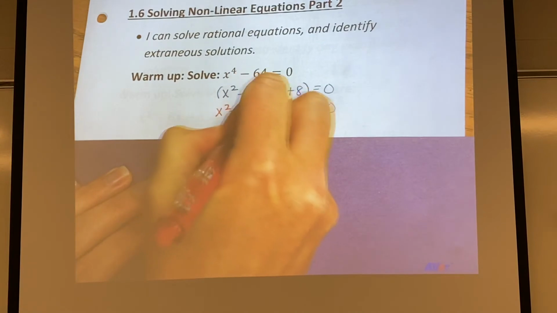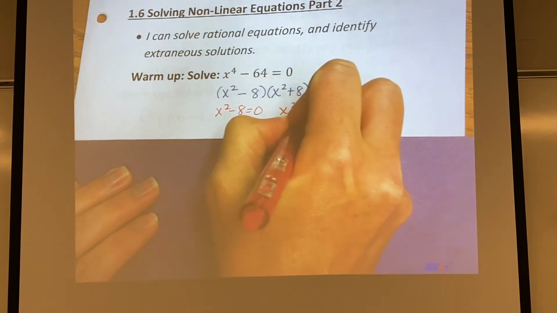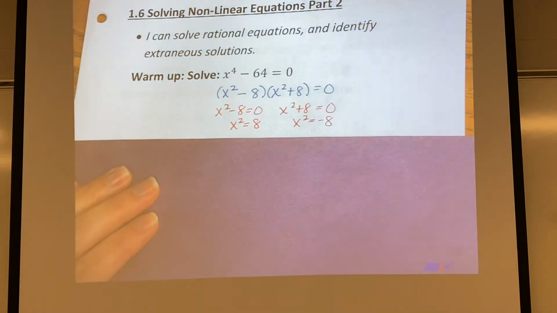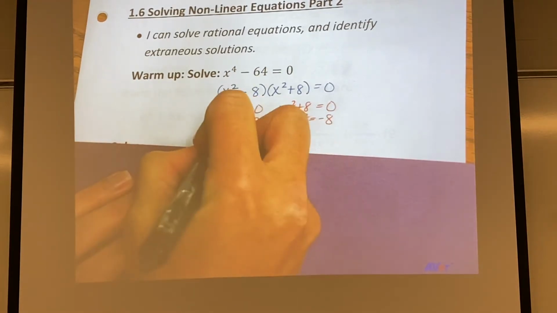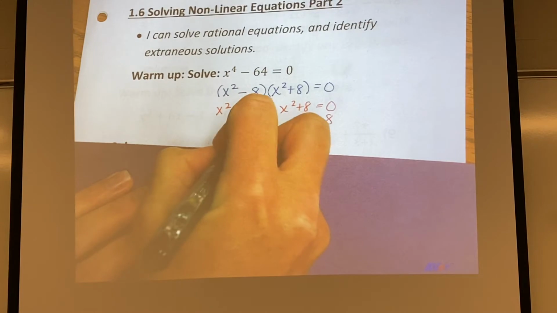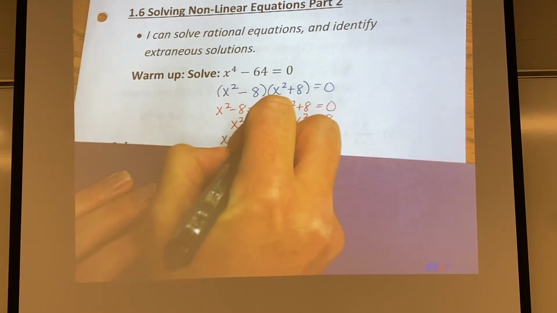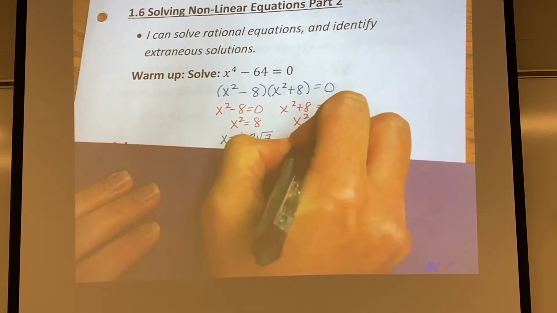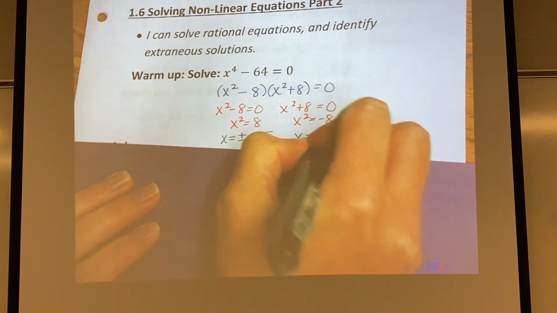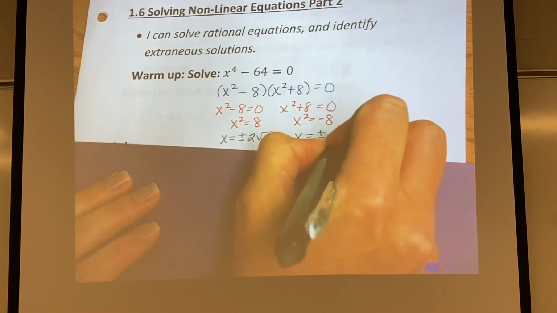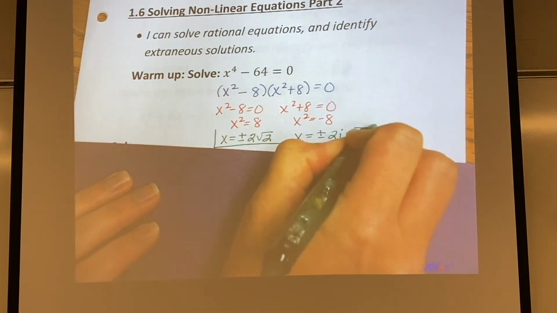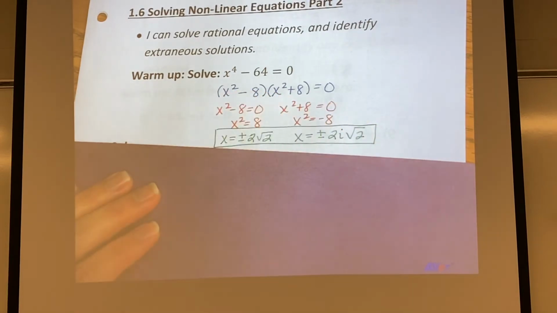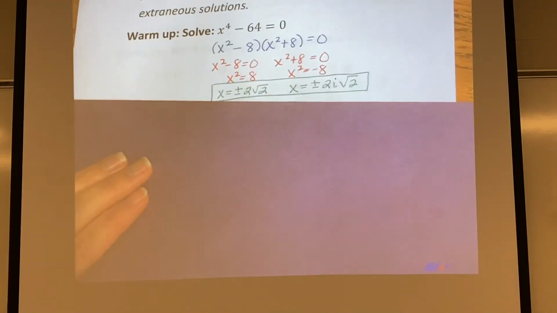So x squared equals 8, x squared equals negative 8, and then of course we have to take the square root of each one of those. So we have x equals plus or minus when we take a square root. Square root of 8 can be simplified to 2 radical 2. And x equals plus or minus, this time we have a negative, so that turns into an i when we simplify. We get 4 answers because it was to the 4th power. And that's one of the things we covered last time.